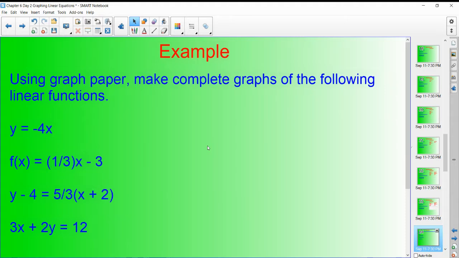Now, your turn. Using graph paper, not random line paper. I want graph paper. I want complete, accurate graphs with scales and labels and 2 clearly labeled points and a ruler with a straight line. So go ahead and pause the video, try these out, and when you're ready, you'll check your answers.